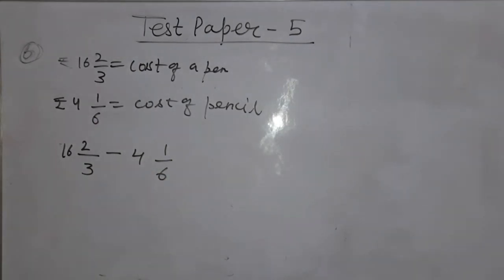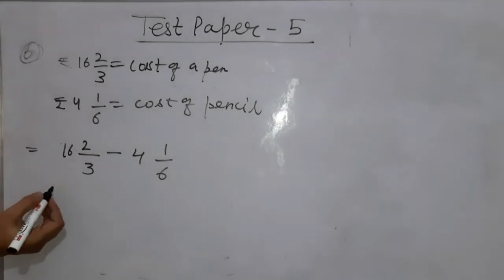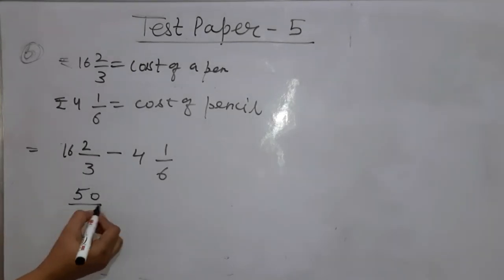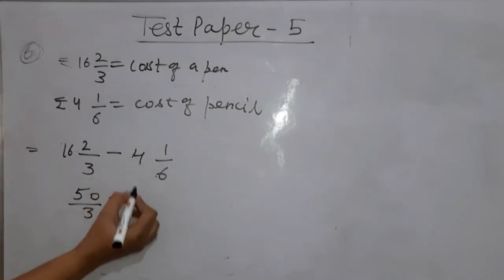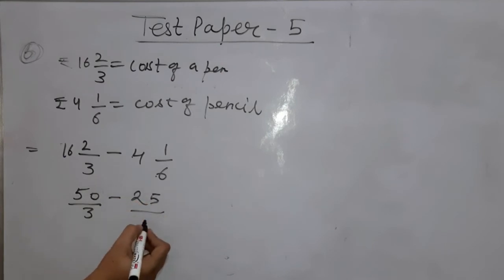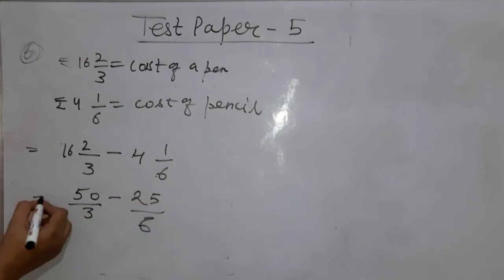Now since it is a mixed fraction, convert it into an improper fraction. 16 3s are 48, 48 plus 2, 50 upon 3, minus 6 4s are 24, 24 plus 1, 25 upon 6.